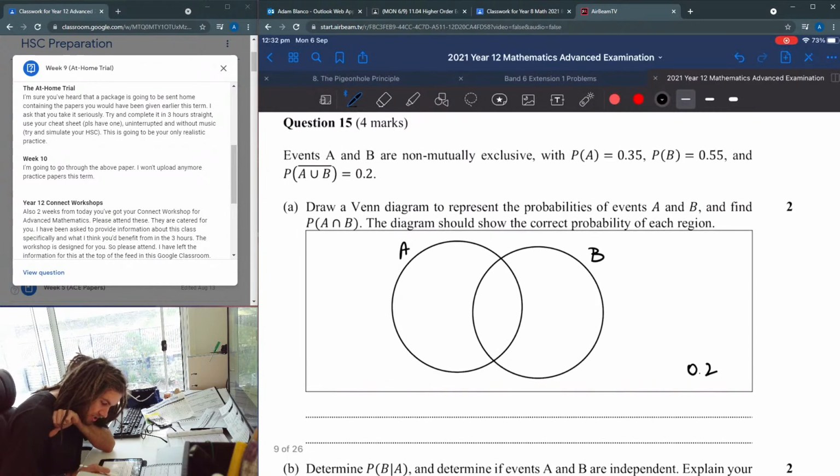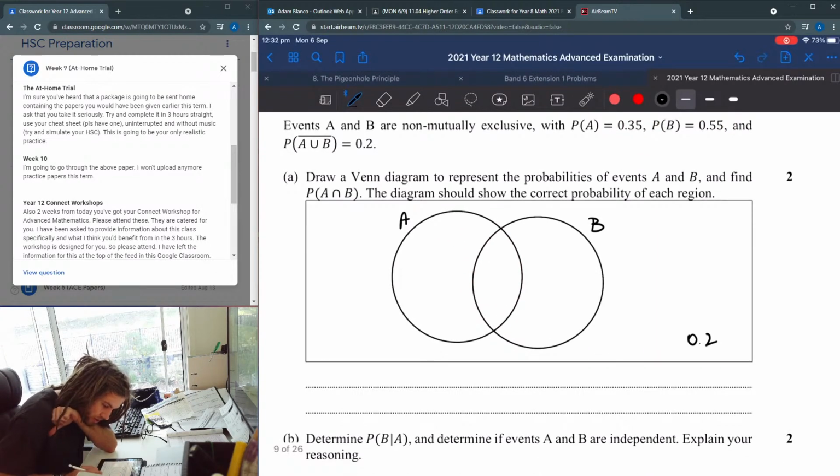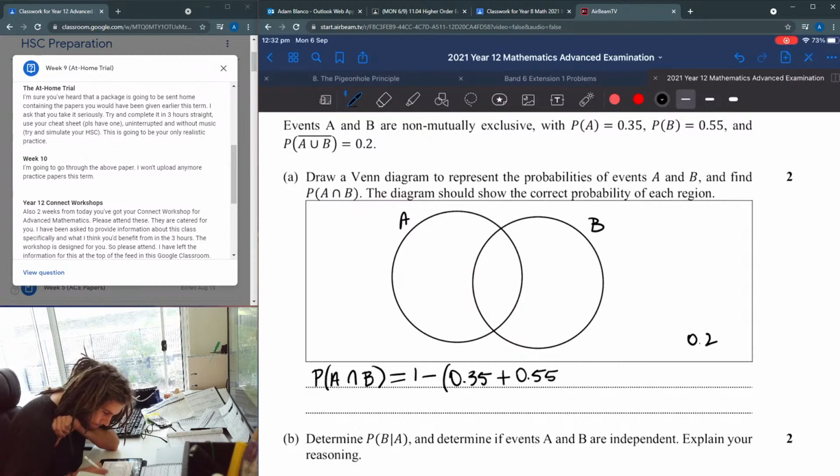Okay, this is a bit of a trick question because it hasn't told you what the intersection is. So it's really easy to just go, okay, that goes here and that goes here. But you've got to be careful because you kind of got to do it backwards. You've got to think about the overlap first. So the probability of the overlap, which is A intersection B, is going to be all of it added up, minus 1, or 1 minus that. So 1 minus 0.35 plus 0.55 plus 0.2. So that's 0.9, that's 1.1. Actually, it's the other way around, sorry.